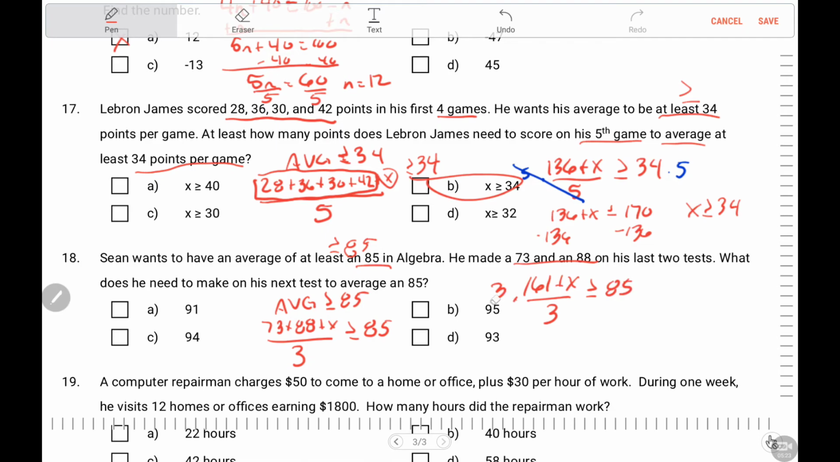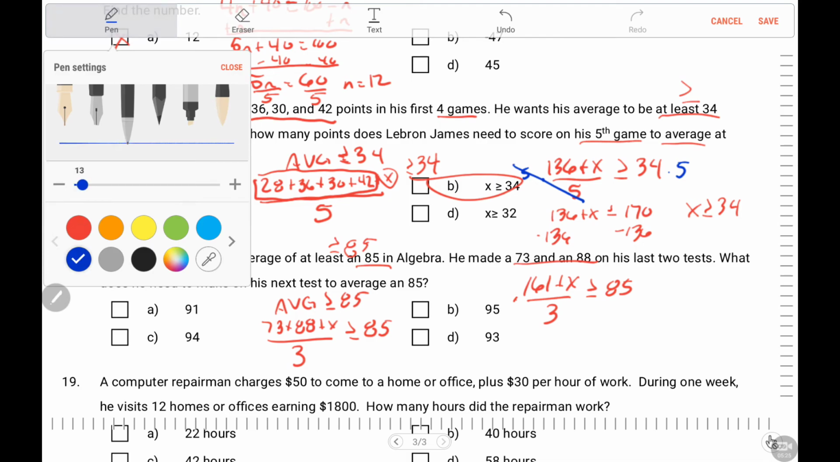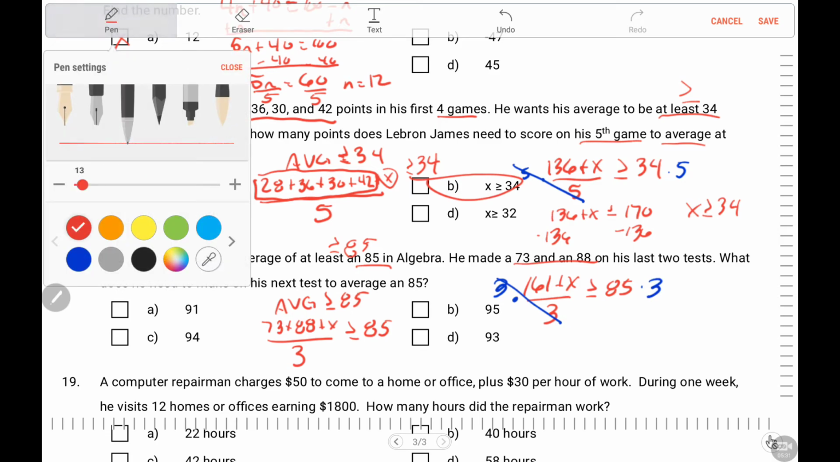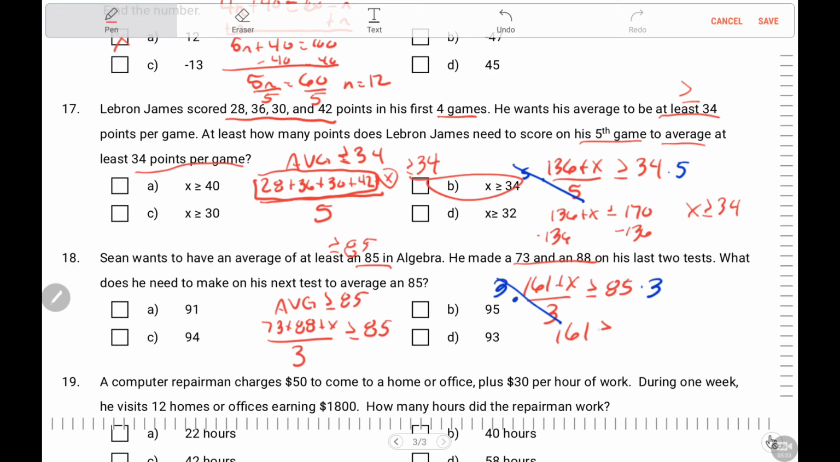Let's change the color so we can follow a little bit. Multiply both sides by 3 to get rid of that. 161 plus x is greater than or equal to 255. Subtract 161. Oh, I left out my x here. Bring down the x, sorry. So x is greater than or equal to 94.